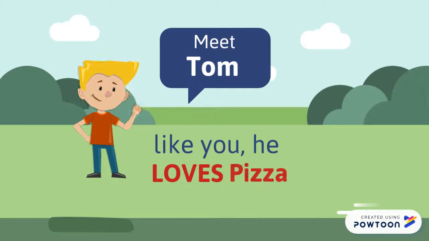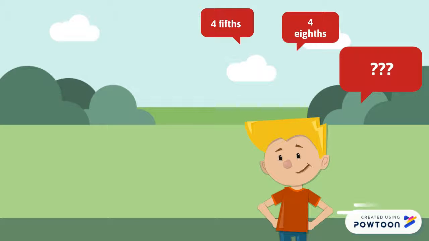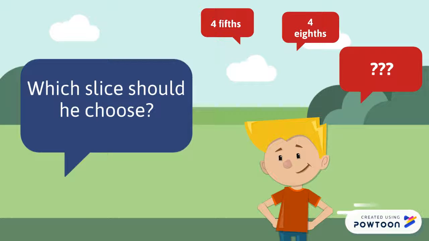Meet Tom, and like you, he loves pizza. Tom's mum says that he and his brother can each have a slice of pizza. Both boys want the larger slice. One slice is 4/5 of a pizza, and the other slice is 5/8. Tom has the first choice. Which slice should he choose to get the biggest slice?